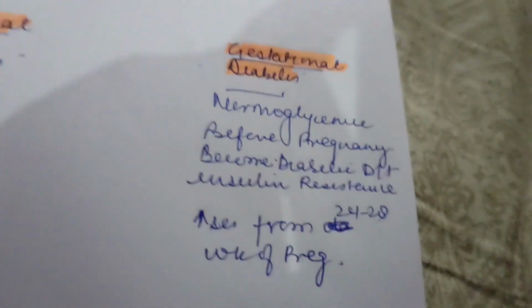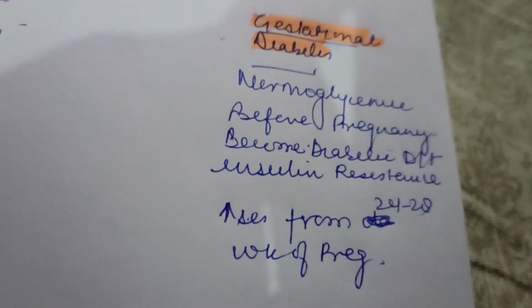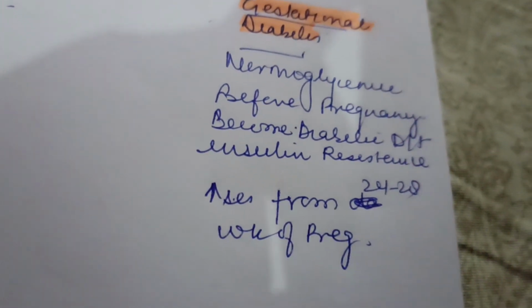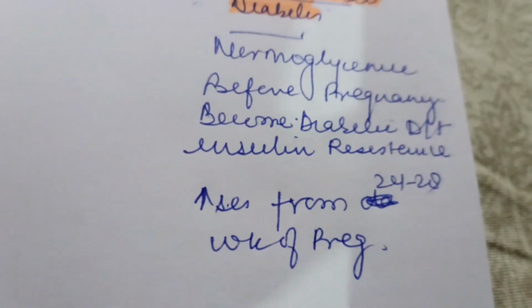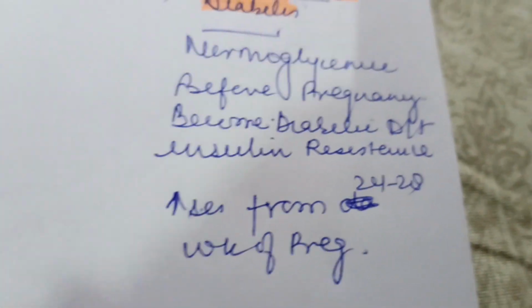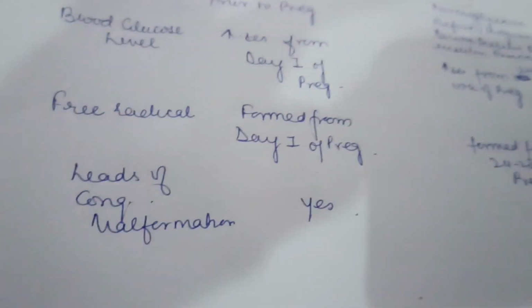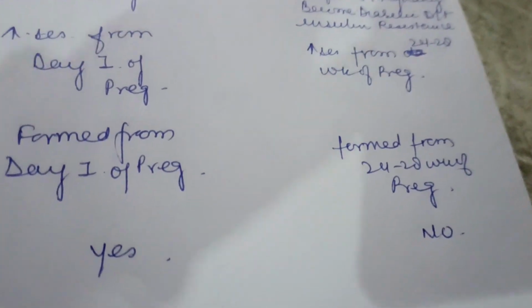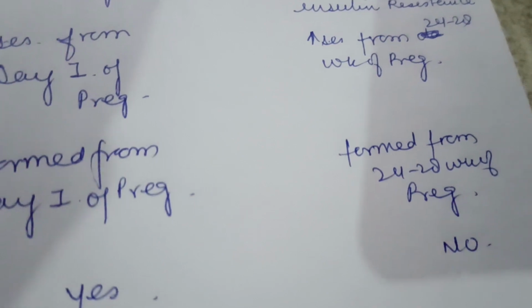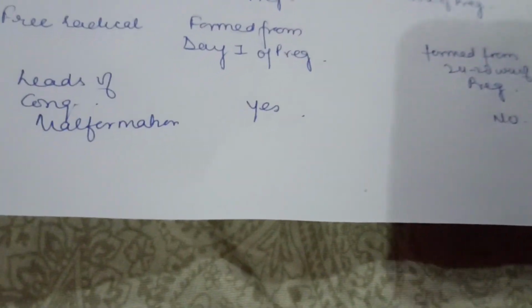But in gestational diabetes, the pregnant females are normoglycemic before pregnancy, and they become diabetic due to insulin resistance at 24 to 28 weeks. These free radicals, or this high glucose level, form at 24 to 28 weeks, so there is no chance of congenital malformation.